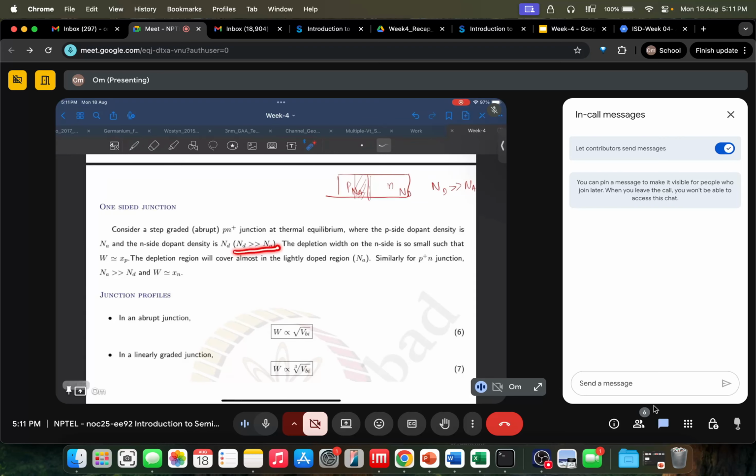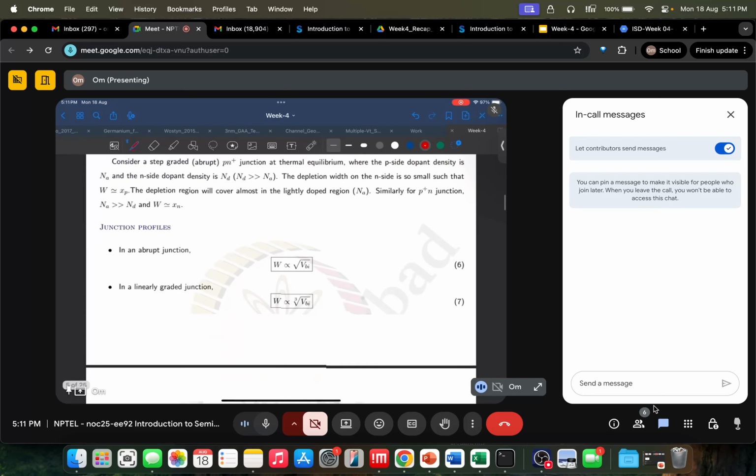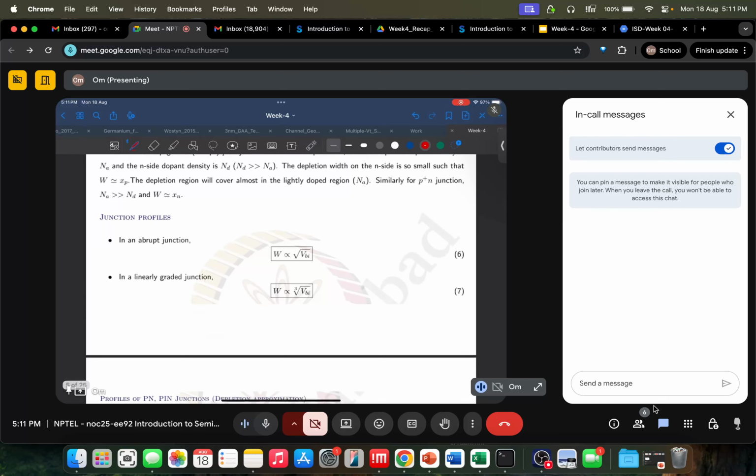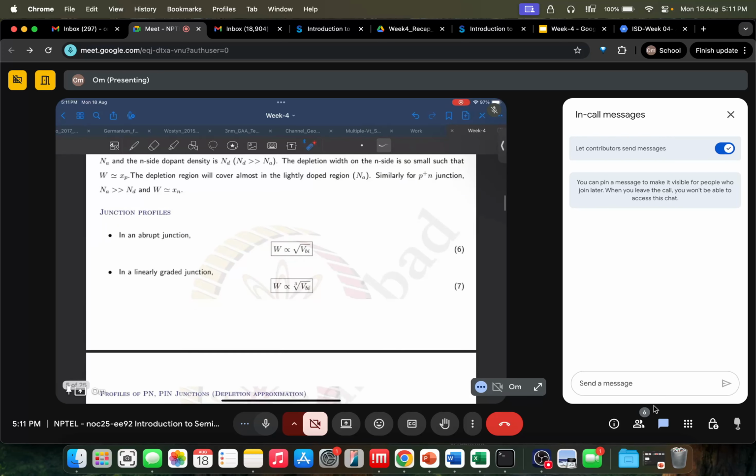Since Nd is greater than Na, the depletion width on the N side is so small that the entire depletion width is almost equal to xp, the coordinate of the P side of the depletion. The depletion region will cover almost entirely the lightly doped region Na. Similarly, for a P plus N junction, Na is greater than Nd and W is equal to Xn. In an abrupt junction, W is proportional to the square root of VBI. In a linearly graded junction, W is proportional to the cube root of VBI.